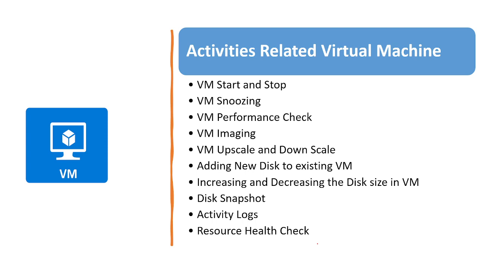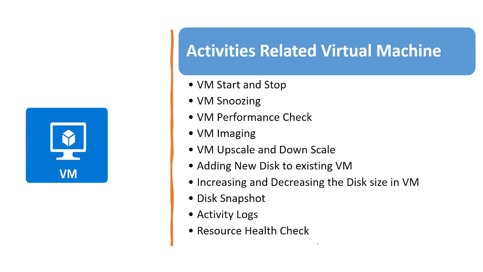VM performance check. Some user will tell you the application is very slow. You may need to go to the portal and check the performance of the computer, whether the CPU is increased, memory is increased. If the CPU has spiked up, is the spike always there, or only during some activities? That analysis you have to do. And VM imaging. I told you that you can even take the snapshot or image of a VM to store the VM state as is. In case of any changes you made, you can restore it back.